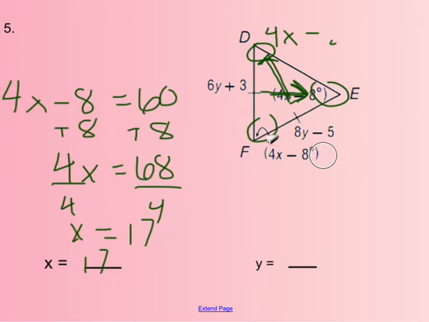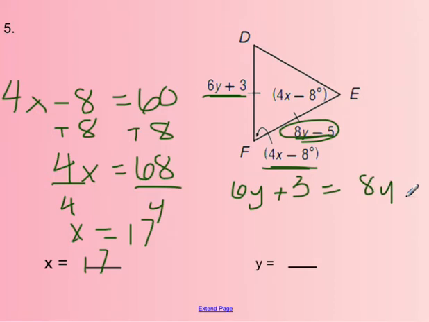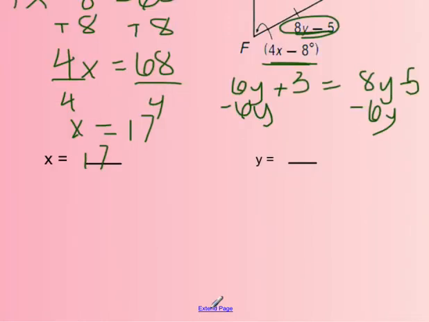So now we know our side lengths also have to be equal, which tells us that this guy right here needs to be equal to this guy, sorry. 6y plus 3 needs to be equal to 8y minus 5. So now we need to get our variables on the same side. So I'm going to subtract 6y from both sides. And I'm just going to jump on down here so I have a little bit more space. So then I get 3 is equal to 2y minus 5.